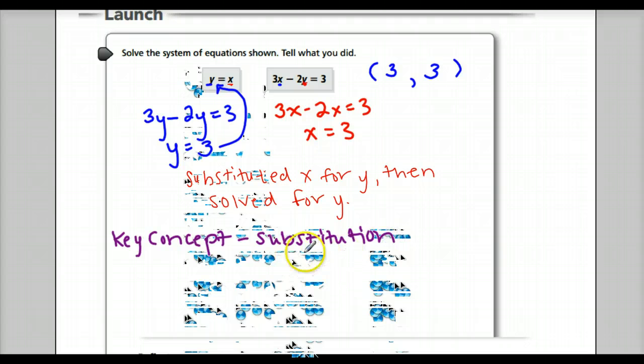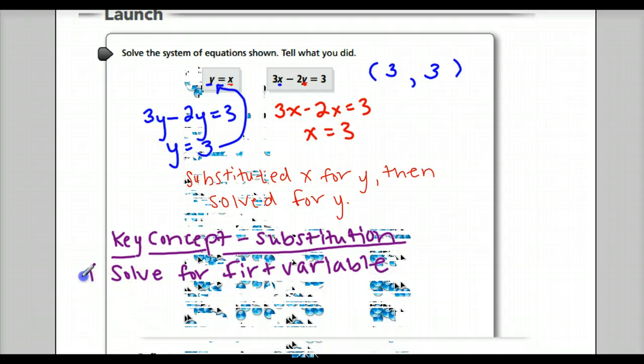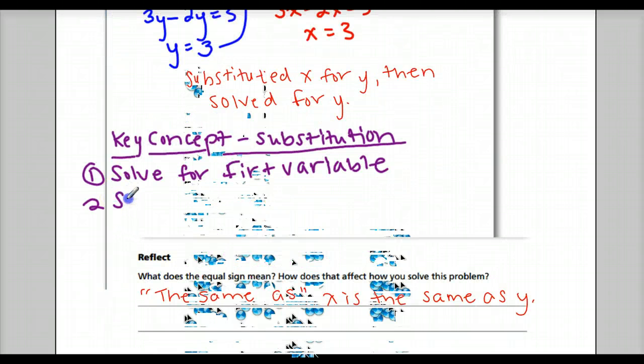And we're going to write the steps for substitution. So steps involving solving for x or y. So first thing you're going to do is solve for your first variable. Solve for first variable. So that's step 1. Step number 2. Solve for second variable.